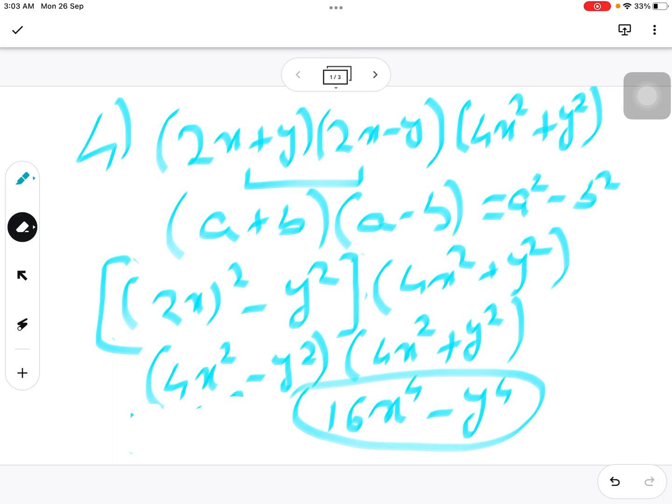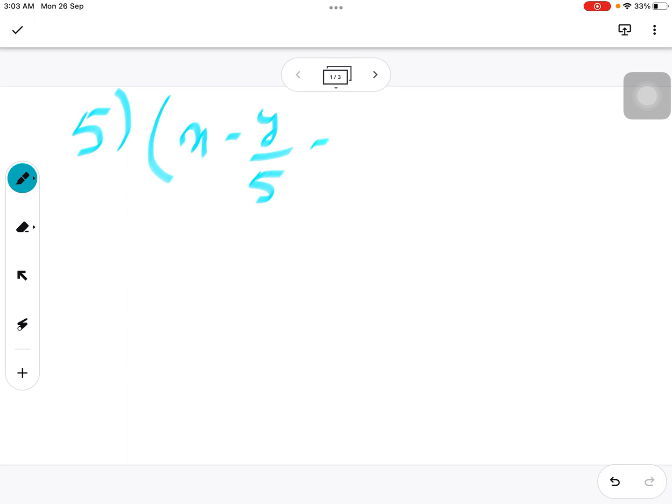Okay, let's go to the next problem. x minus y by 5 minus 1 into x plus y by 5 plus 1. Now, till now we have seen only up to 2 terms. Now how are we going to solve this? This looks a little complex, so you'll have to do a little bit of trial and error.